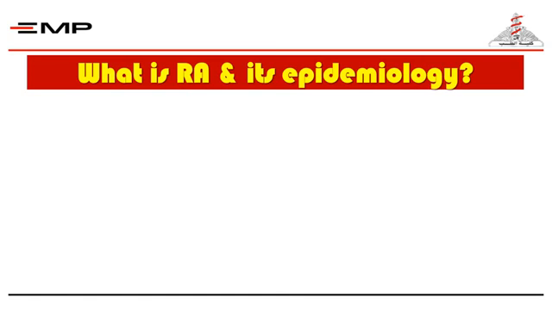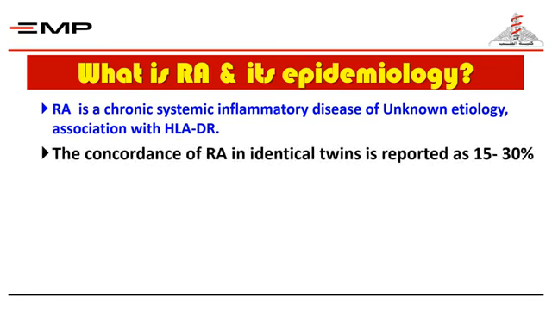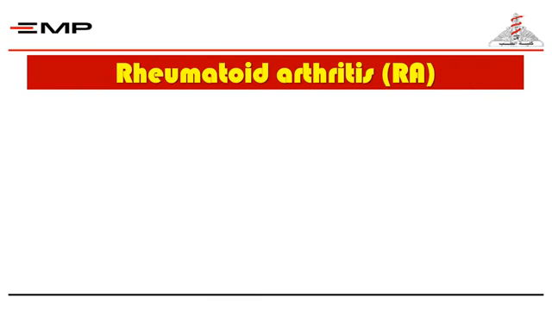Now, what is rheumatoid arthritis and its epidemiology? Rheumatoid arthritis is a chronic systemic inflammatory disease of unknown etiology associated with HLA-DR. The occurrence of RA in identical twins is reported to be from 15 to 30%. It starts at any age but peaks at the age of 30 to 50 years. The prevalence is about 1% worldwide, and it is lowest in Black, African, and Chinese, and the highest prevalence in Pima Indians. The female to male ratio is about 3 to 1.